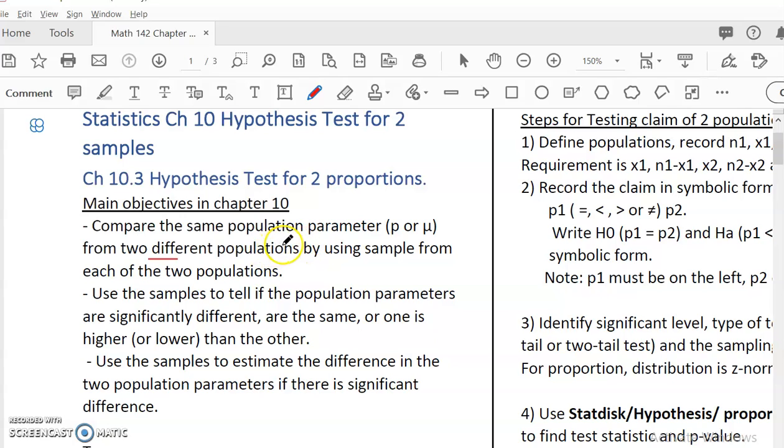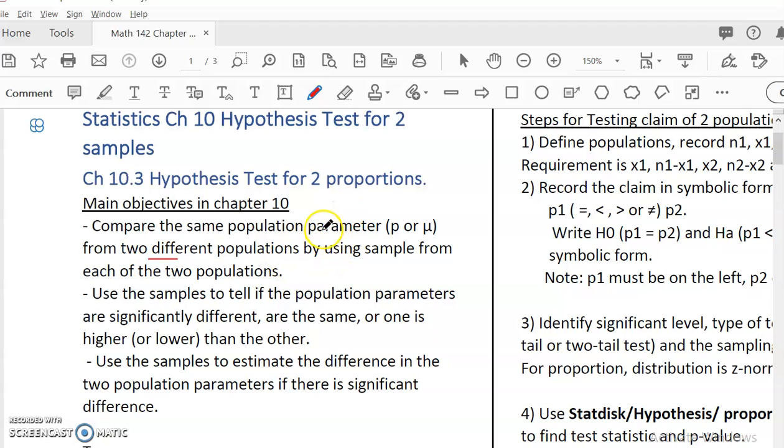Say, for example, male and female. That's what you're doing in your project. You have two different sets of people, but you are comparing the same proportion parameter. For example, for male and female, what is the percentage that are full-time in the two populations? We're talking about the same thing, full time, the same category.